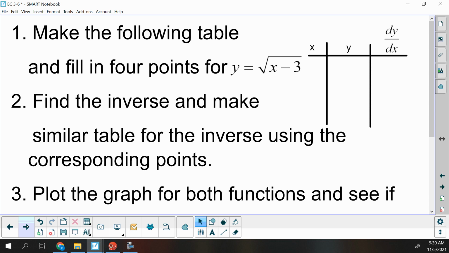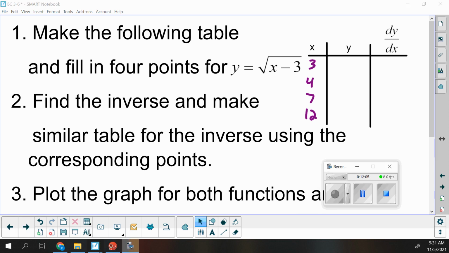So we're going to do one more example, see if we can hammer it home. This time we're going to look at square root of x minus 3. You can either write that on the bottom or on the next page. What we're going to do here is use x values that will yield nice y values. So we're going to use 3, 4, 7, and 12. We're going to give you 2 minutes. We're going to pause the video and allow you to find the y's and the derivative values.